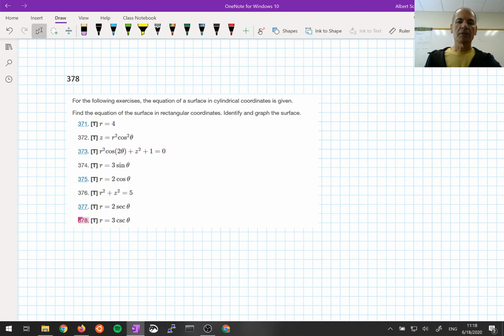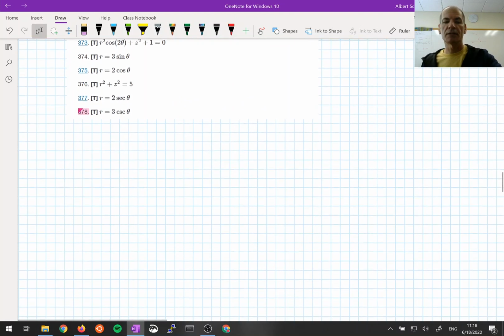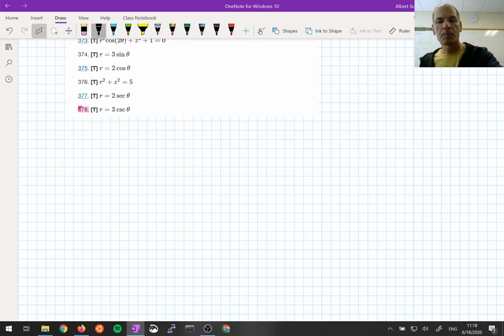In problem 378, you're given the equation of a surface in cylindrical coordinates. You want to find the equation of the surface in rectangular coordinates and then identify and maybe sketch the surface. Let's focus on 378. r equals 3 cosecant theta.